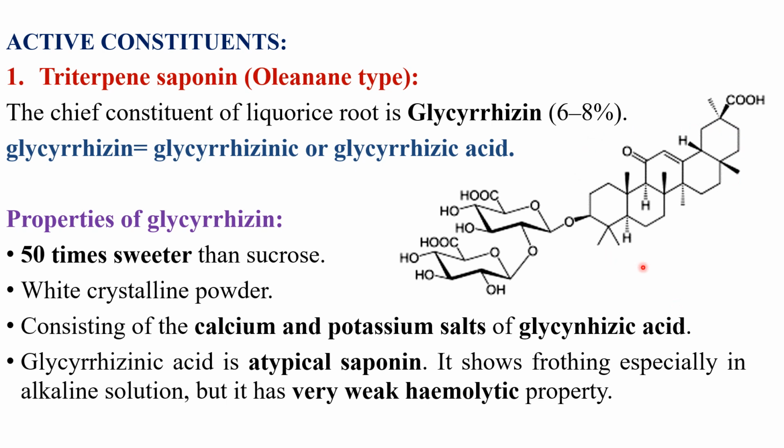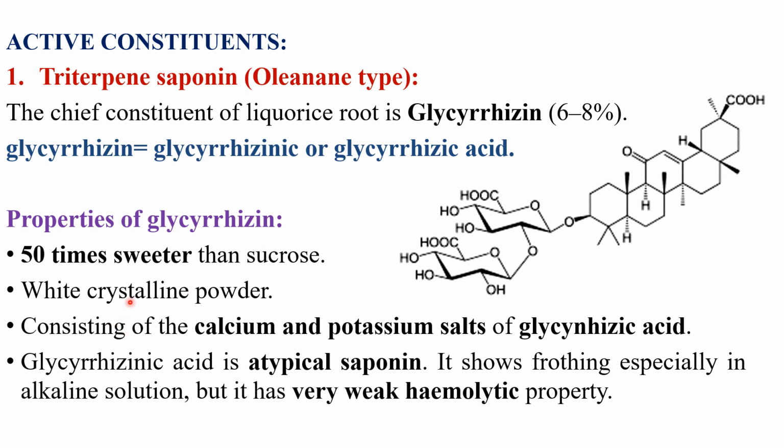It is an oleanolic acid derivative, and this is a glycone, oleanane triterpene, connected to two molecules of glucuronic acid. So this is a saponin glycoside known as glycyrrhizin, which has other names such as glycyrrhizinic or glycyrrhizic acid. It constitutes around 6 to 8% of the active constituents present in the licorice root or stolon. Glycyrrhizin is responsible for the sweet taste of licorice.